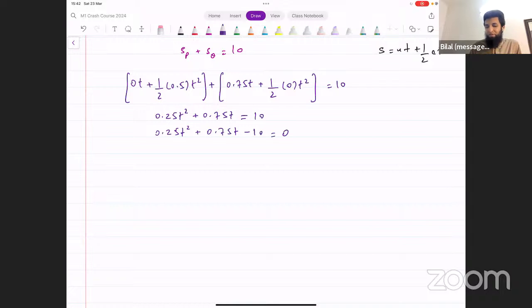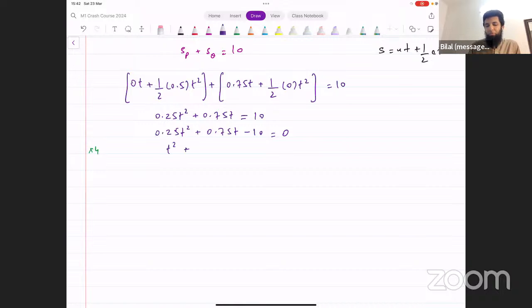How do we get rid of decimals? 0.25 is 1 over 4. If we actually multiply this whole equation by 4, we can get rid of the decimals. You don't necessarily have to do it. You can use quadratic formula directly at this point and then write down the answers. That's perfectly okay. But if you were to simplify this equation and remove the decimals, you could multiply the whole equation by 4. What would that give you?